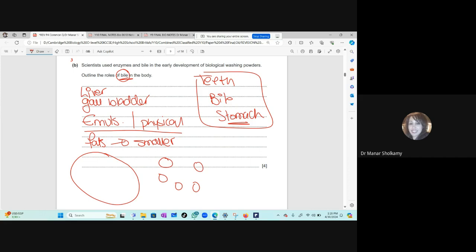First, we have physical digestion. We'll break down the food into smaller pieces only to increase the surface area so the enzymes can work next. So we are helping the enzymes. Clear? Is this clear? Bile?